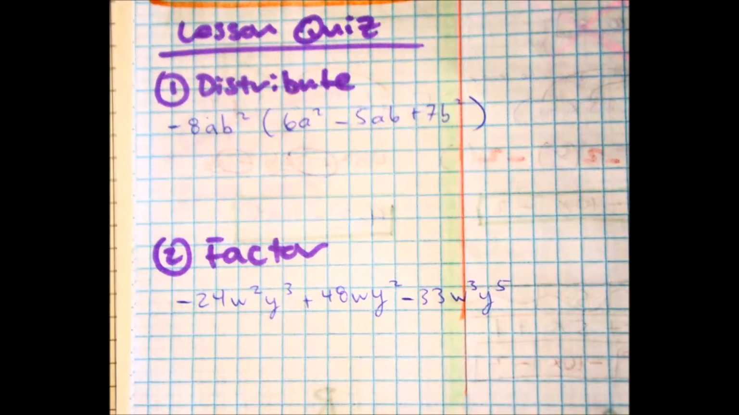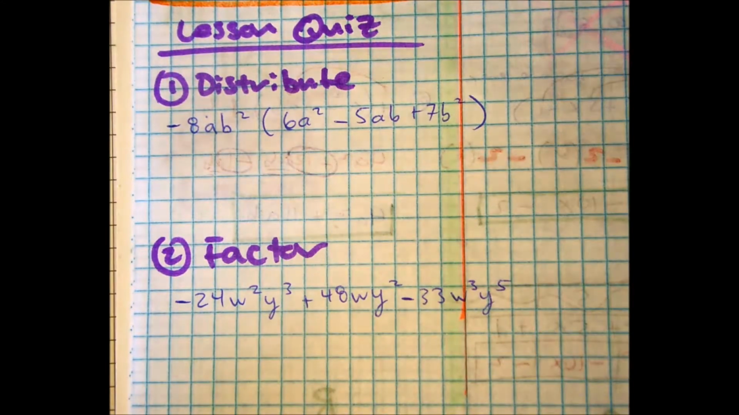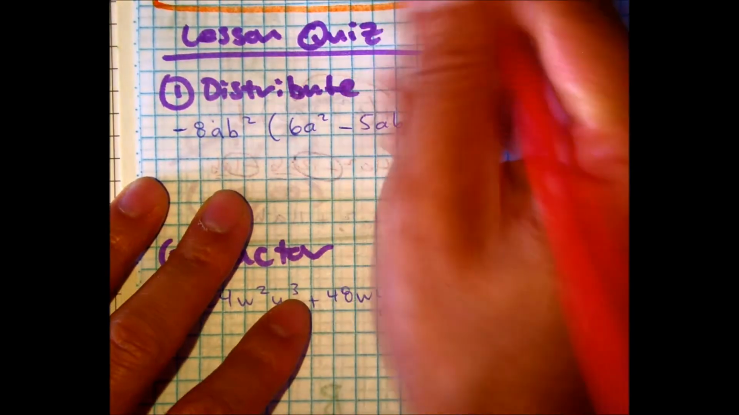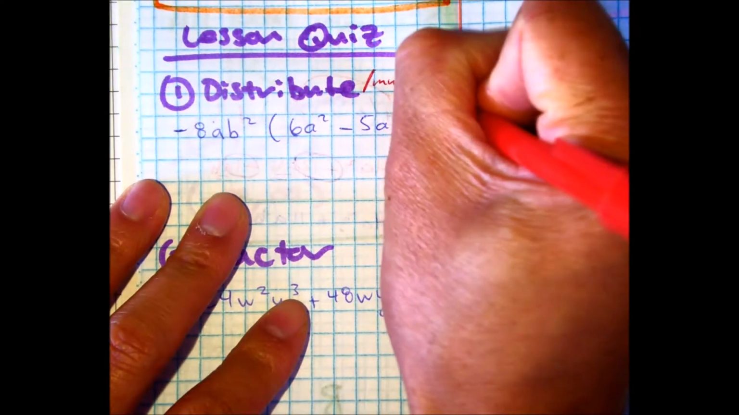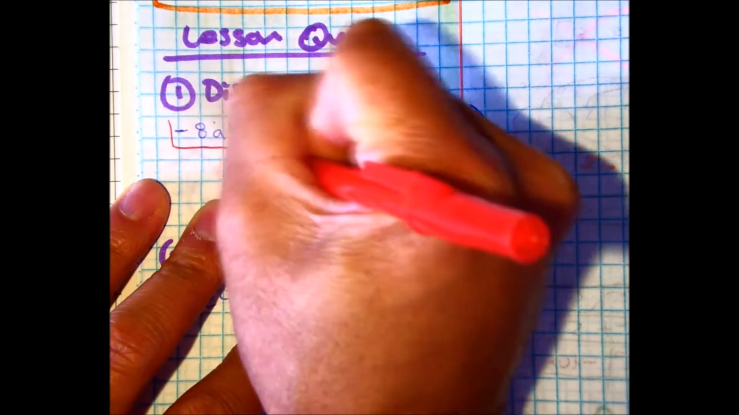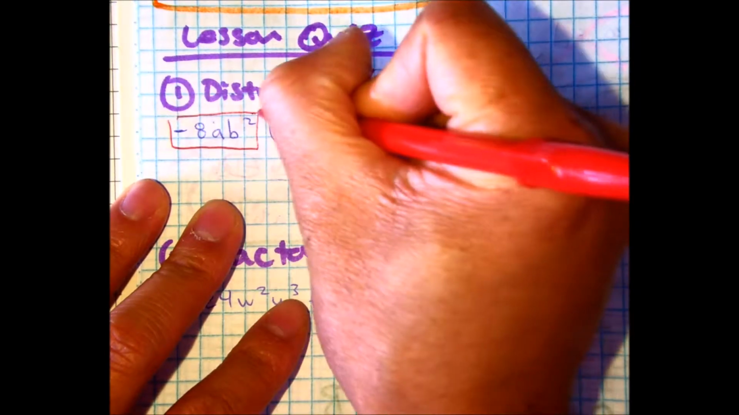Alright, so in this pre-quiz I gave you, it tells us first to distribute. Distributing means which math operation? Multiply. So you probably did something like this with the arrows, right? Yeah.